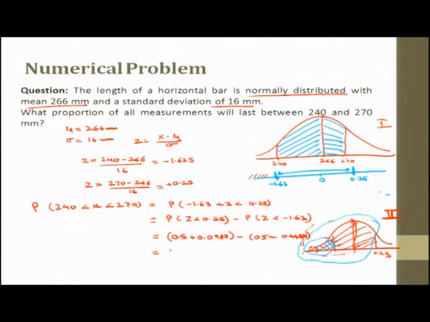So this is 0.5987 minus 0.6150, 0.0516. This is equal to 1745, 0.5. Now this means that there is a 54.7% chance that the values lie between 240 mm and 270 mm.